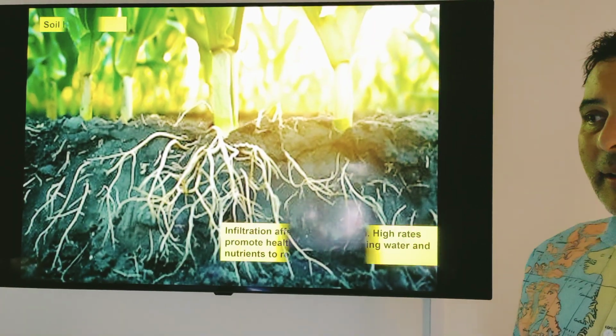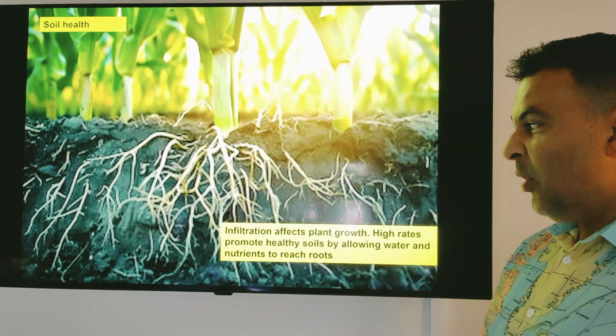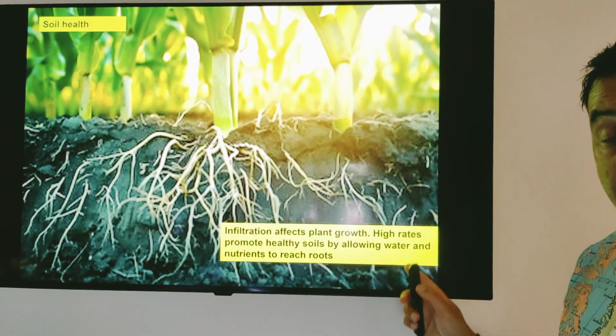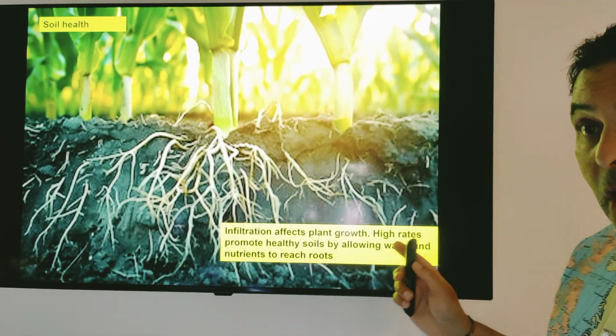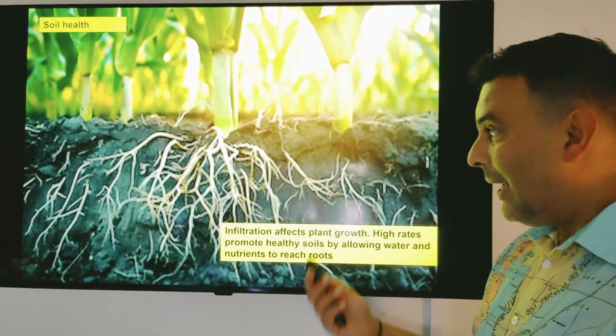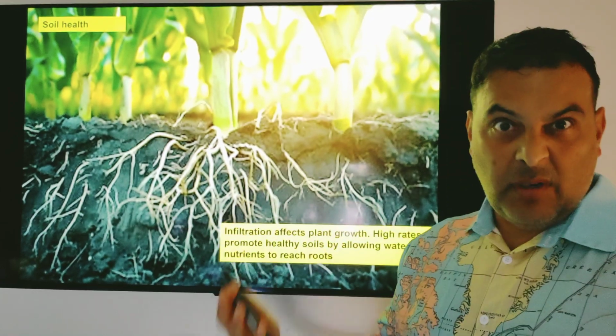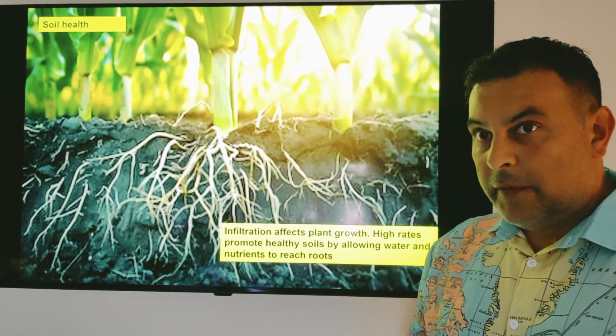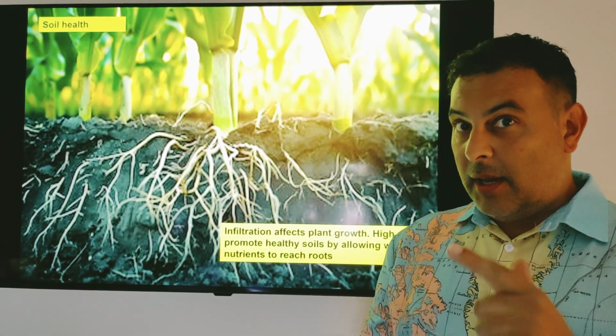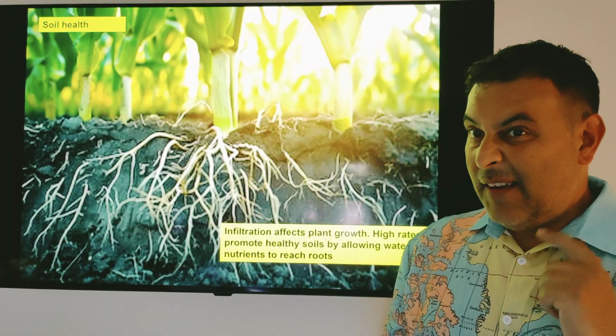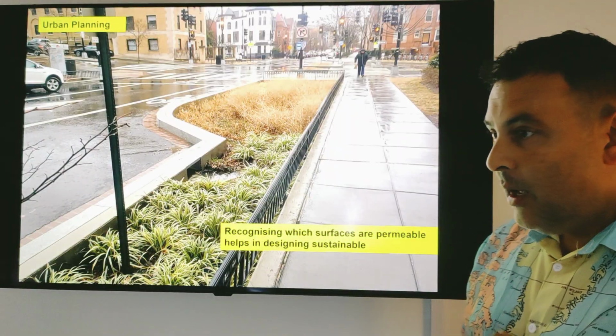Second good reason is around farming. So this is about soil health. So infiltration affects plant growth, obviously healthy soils, allowing water into the soil but allowing nutrients to reach roots. So we've got flood prevention, soil health, another good reason to investigate infiltration rates.